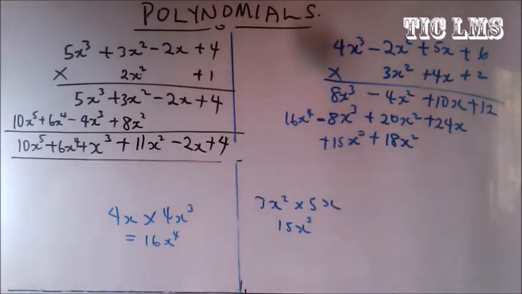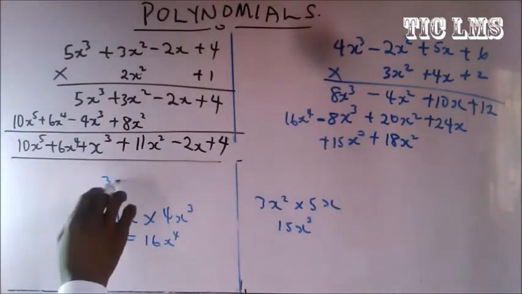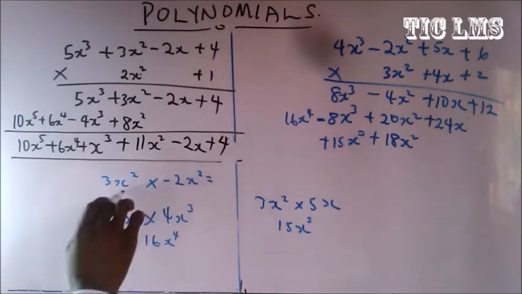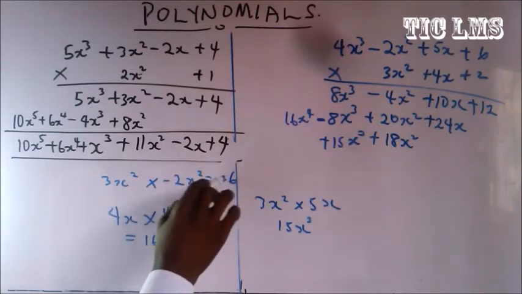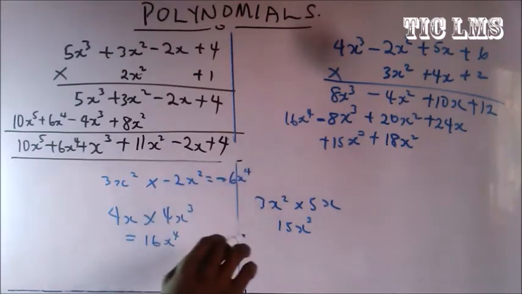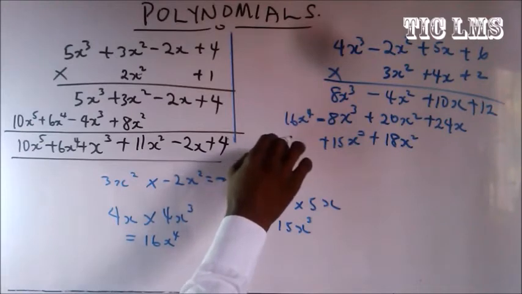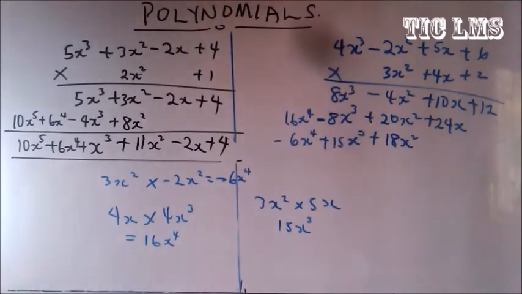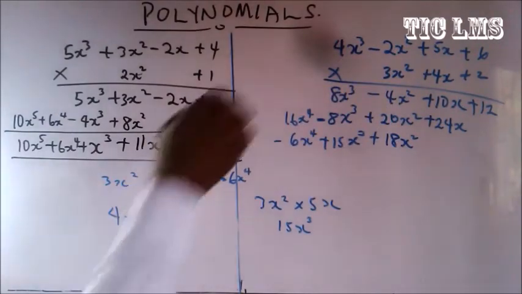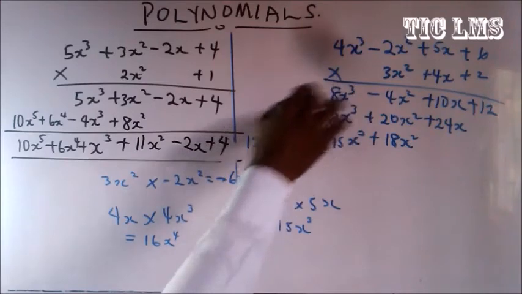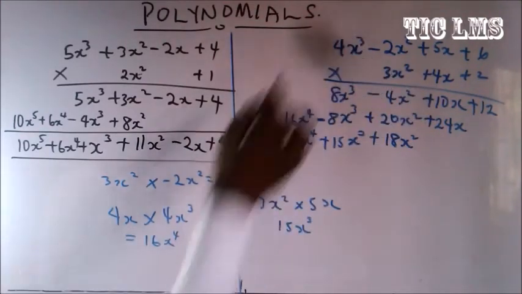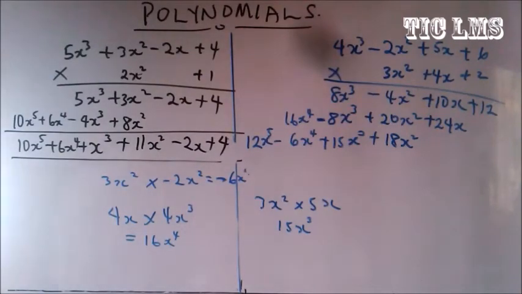Next, we have 3x squared times minus 2x squared. We have minus 3 times 2 is 6x to the power of 4. So we have it over here, minus 6x raised to power 4, and then 3x squared times 4x raised to power 3. 3 times 4 gives 12, and then x to the power of 5, because this is raised to power 2 and raised to power 3. It's not going to be 2 times 3, rather it will be 2 plus 3.